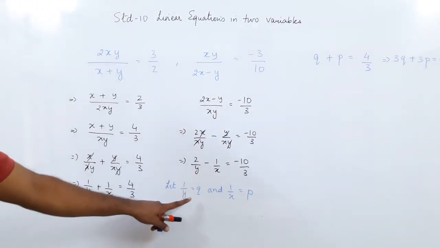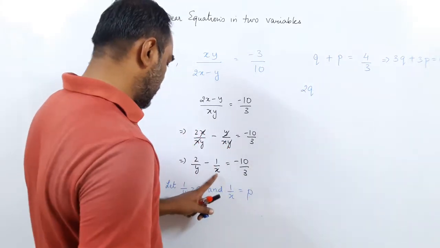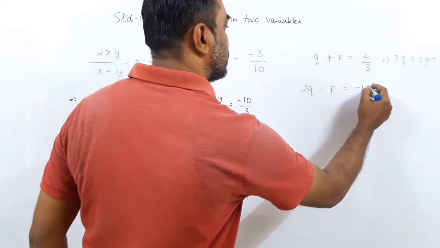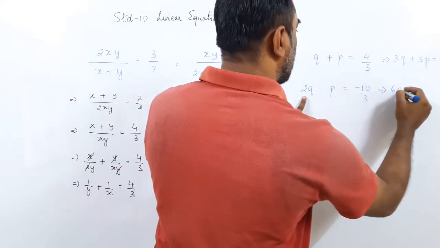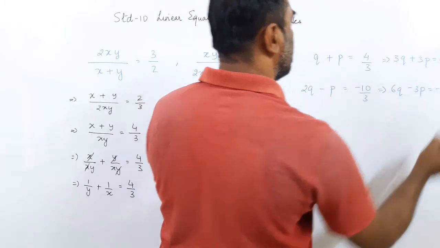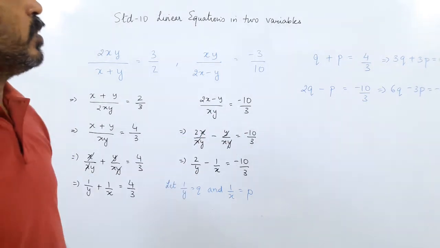Second one here, 2 upon y, that is q. So this becomes 2q minus 1 upon x is p minus p equal to minus 10 upon 3. On multiplying I get 6q minus 3p equal to minus 10. Is it clear what I did?